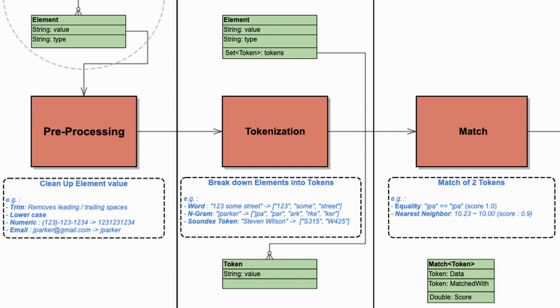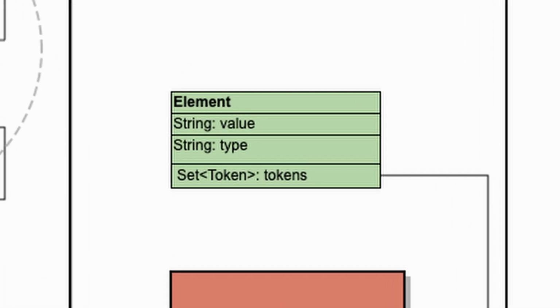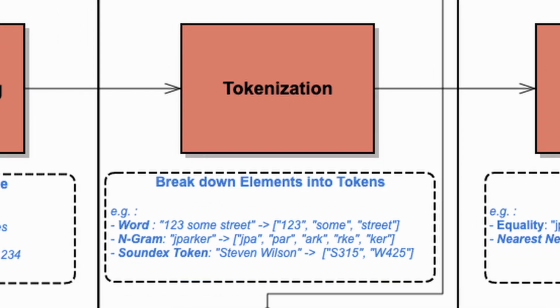And the next step is tokenization. So once you have the pre-processing done, it will then break down the elements into tokens. And these tokens again differ on the type of data that you are trying to match. So in case of names that I just showed, Stephen Wilson and Stephen Wilson, we use something called SoundX token. It is a phonetic match. It's a library already out there from Apache, an open source library that we use. We will convert every single word into a SoundX token.